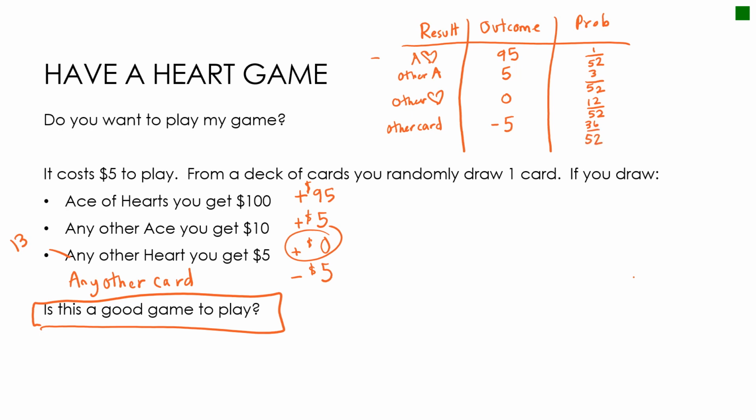So again, if I'm looking at the probabilities, those add to 1. They have to. And this is what is considered your probability model. Now we haven't talked about what to do with that yet, but just so you understand, this would be the actual probability model. Now the question is, is this a good game to play? So let's take a look at how we determine that.